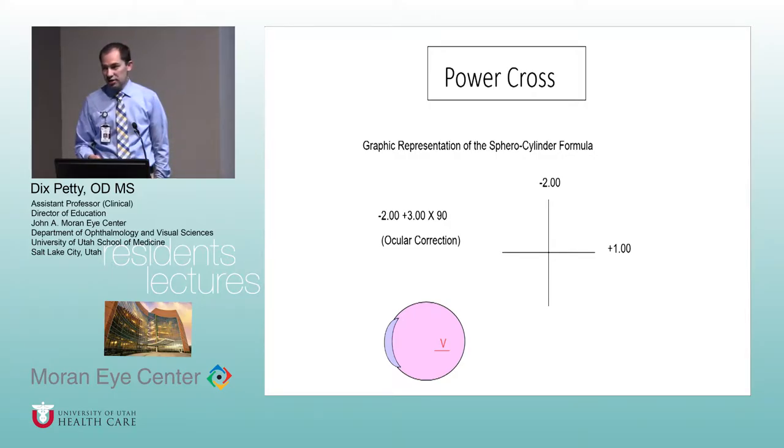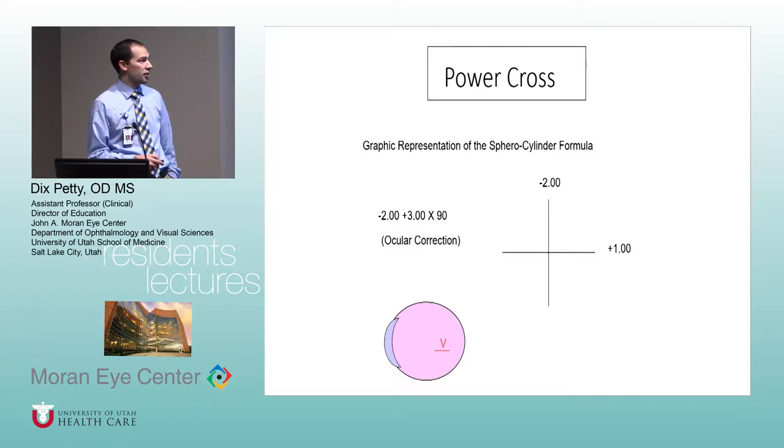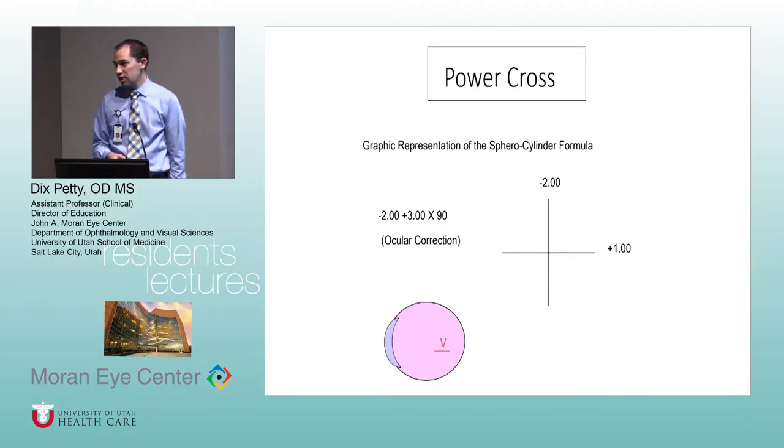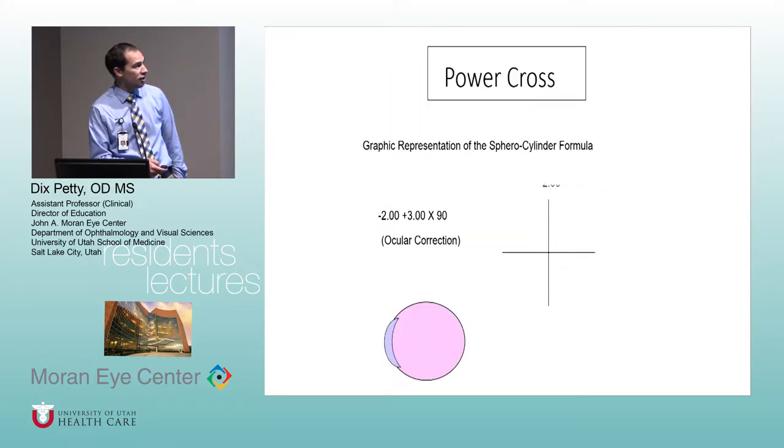So what does that look like inside the eye? So this is their ocular correction. So we know that one of these is going to produce a horizontal line, one of these is going to produce a vertical line. And it's actually the opposite of what is in the power of the lens. Because of the representation of what we had here, I'll just show you here.